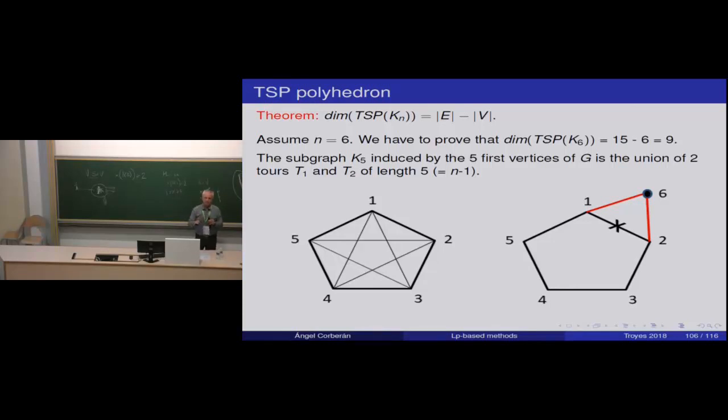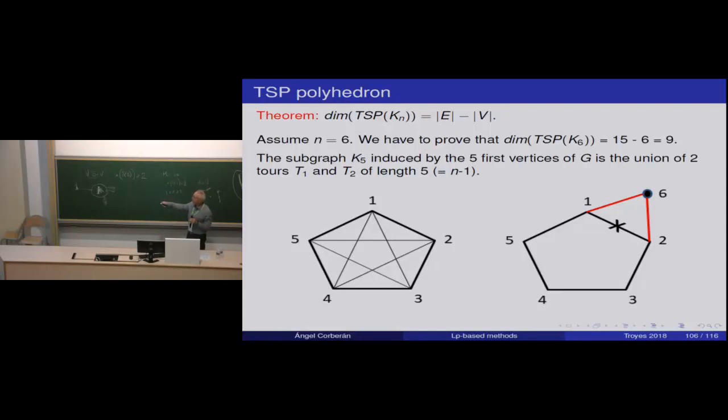Consider the graph with only 5 vertices, although we will try to do the proof for the graph with 6. Start with the one with 5 vertices. We have 2 tours: 1, 2, 3, 4, 5, and 1, 3, 5, 2, 4, 1. For the external one, this tour exists.